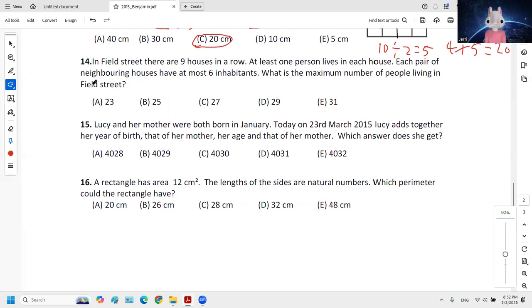Question number 14. In Field Street, there are 9 houses in a row. At least one person lives in each house. Each pair of neighboring houses have at most 6 inhabitants. What is the maximum number of people living in Field Street?